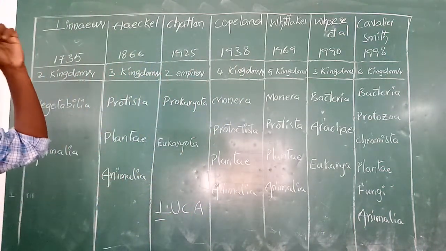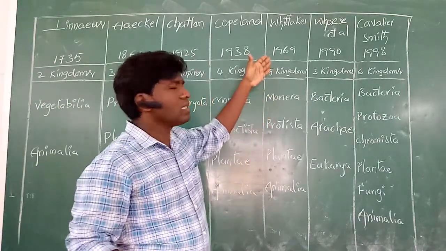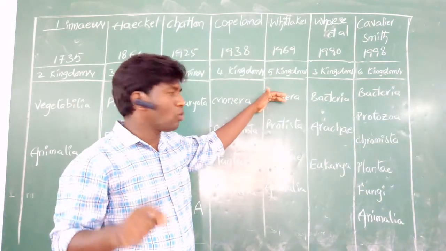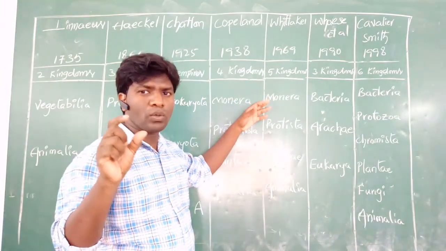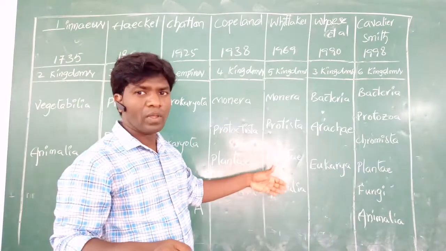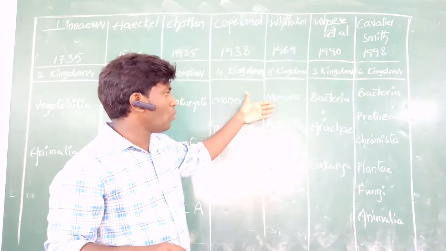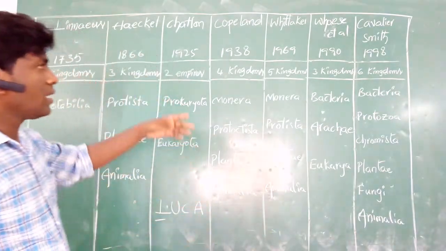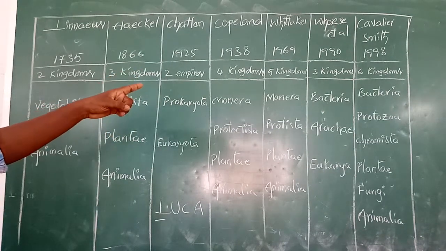First, I wanted to explain the Whittaker classification. The Whittaker classification is very important. That's why I wanted to explain some characteristics of these five kingdoms. The Whittaker classification: Monera, Protista, Fungi, Plantae, and Animalia. These are the five kingdoms classified by Whittaker.